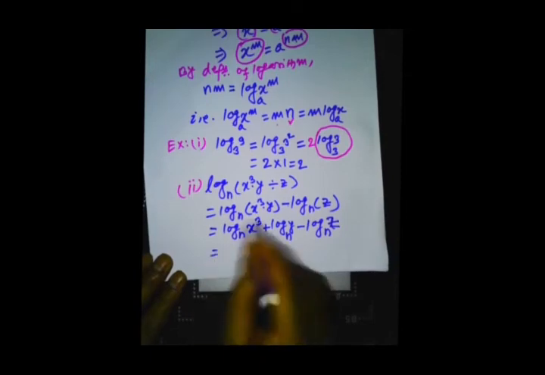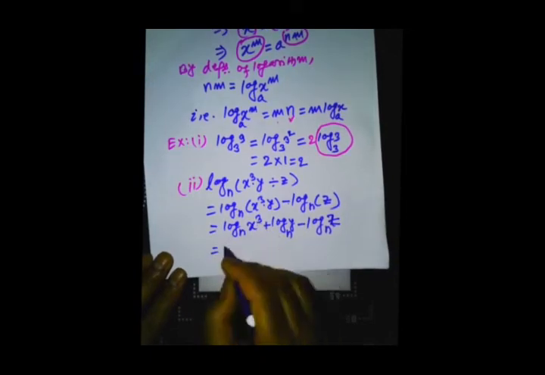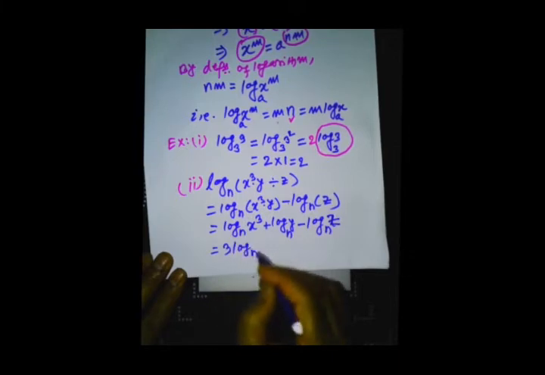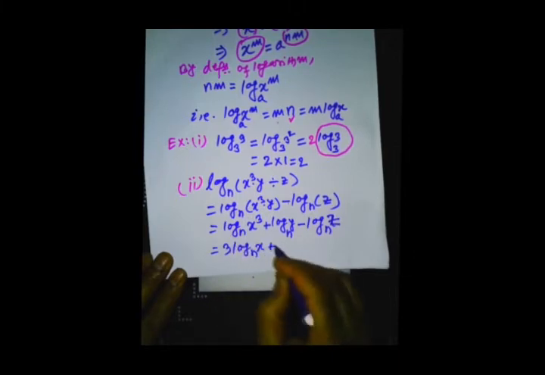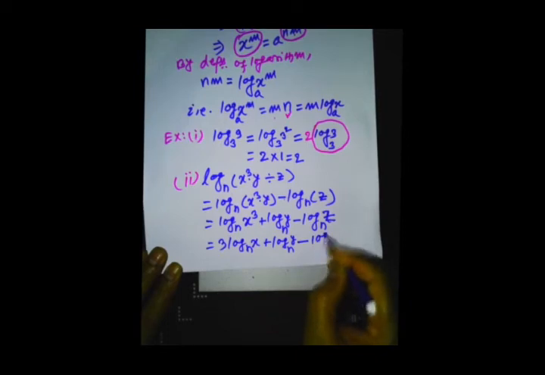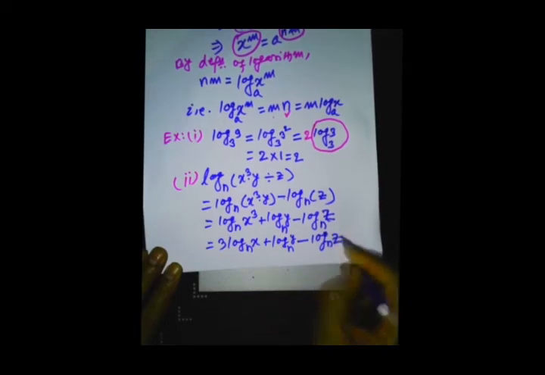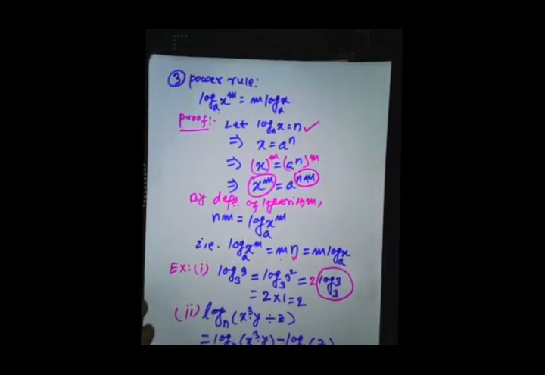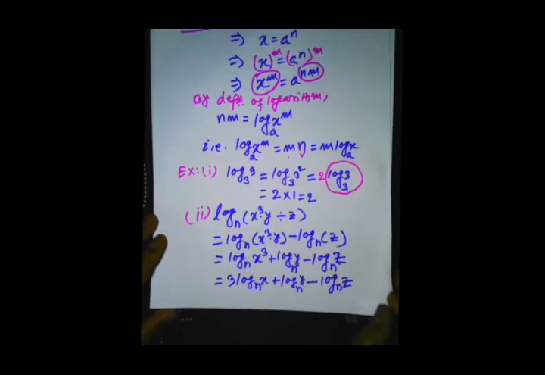Now in this case we can apply the power rule. When you apply the power rule, the exponent comes in front, and then it is log to the base n of x plus log y base n minus log base n of z. Okay, so in this way we apply the power rule, product rule, and quotient rule for the logarithm to the problem area. We now have a few more laws to go.